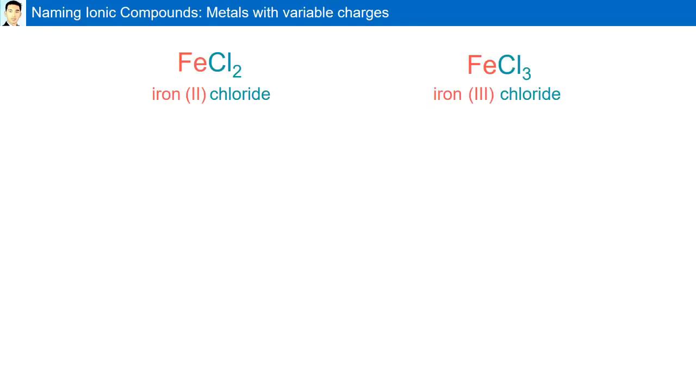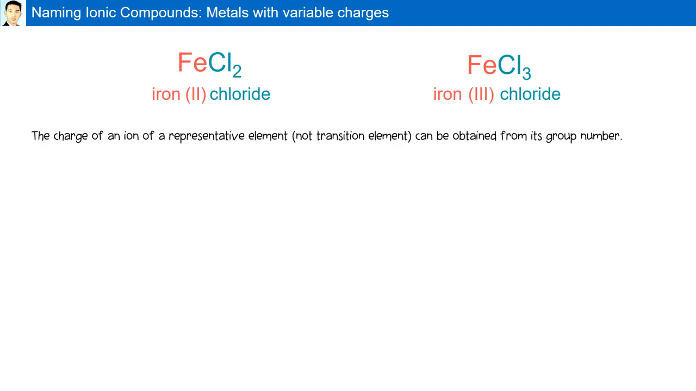Naming ionic compounds, metals with variable charges. In this example, we have iron 2 chloride and iron 3 chloride. The iron can have multiple charges. The charge of an ion of a representative element, not a transition element, can be obtained from its group number. For example, magnesium found in group 2 has a 2+ charge.